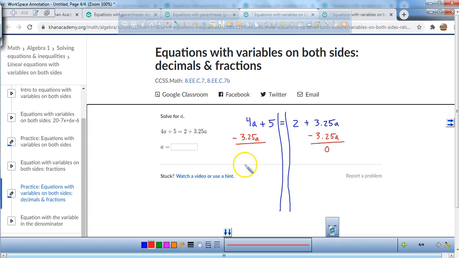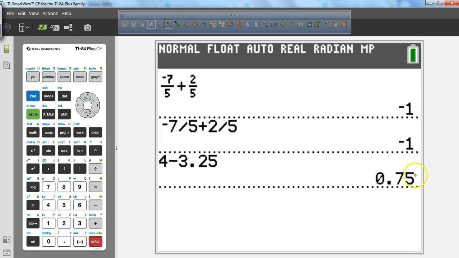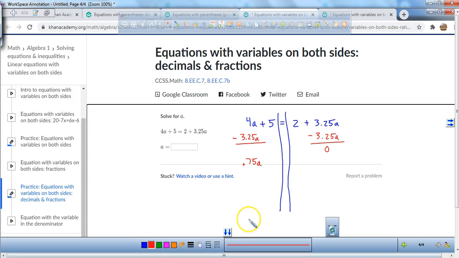If you didn't know that that was 0.75a, you could still use the calculator and do 4 minus 3.25, just like that. It still gets 0.75. And then, if I move all the variables to the left-hand side, I got to move all the numbers or the constants to the right-hand side. So how do I do that? Well, I got to take away a 5, which zeroes that out. Take away 5, and 2 minus 5 is negative 3.